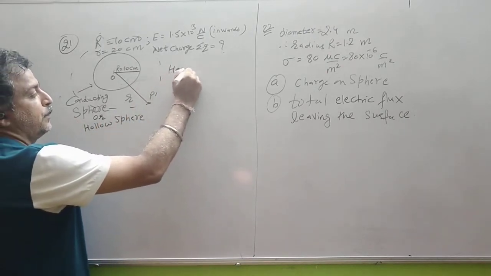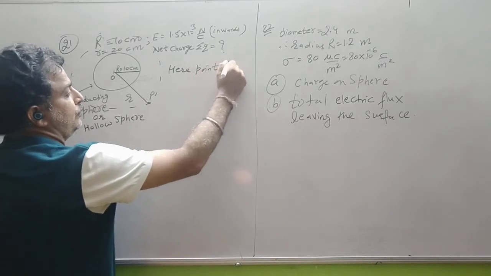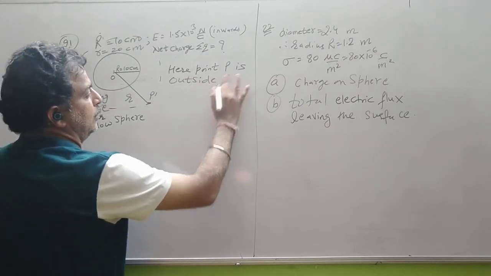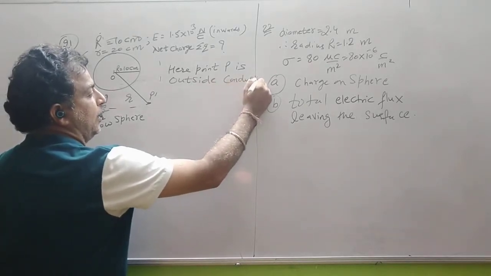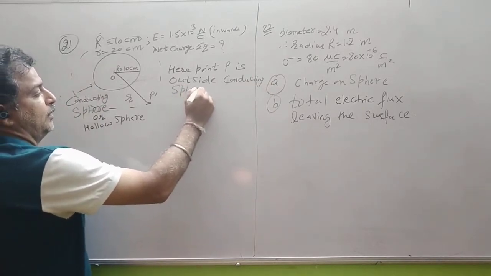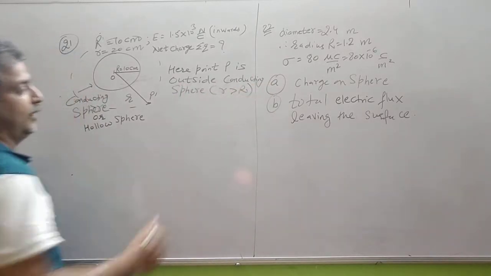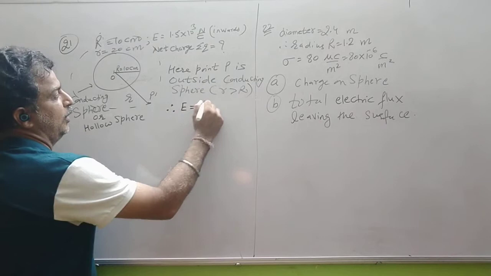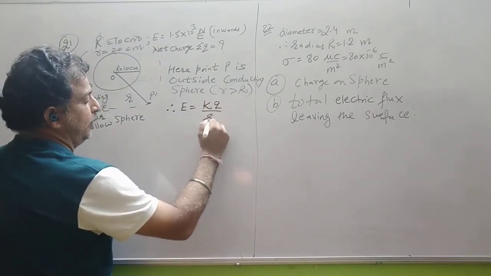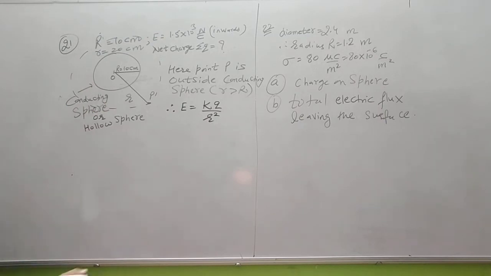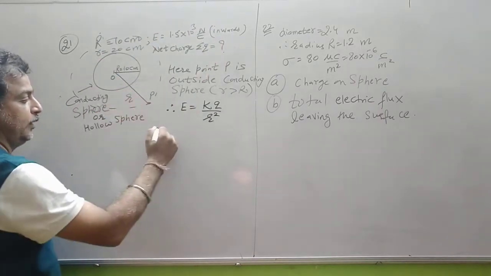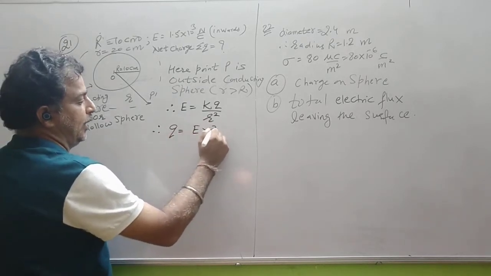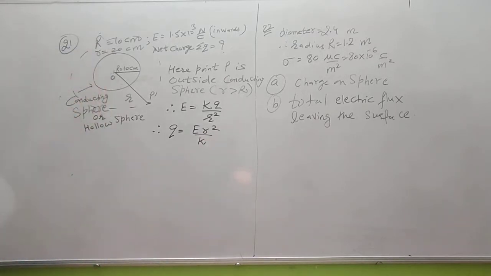So here point P is outside the conducting sphere, that is small r is greater than capital R, and therefore E is equal to kq upon r square. We have to find out the net charge and the field line is inward. Therefore q is equal to E r square upon k.